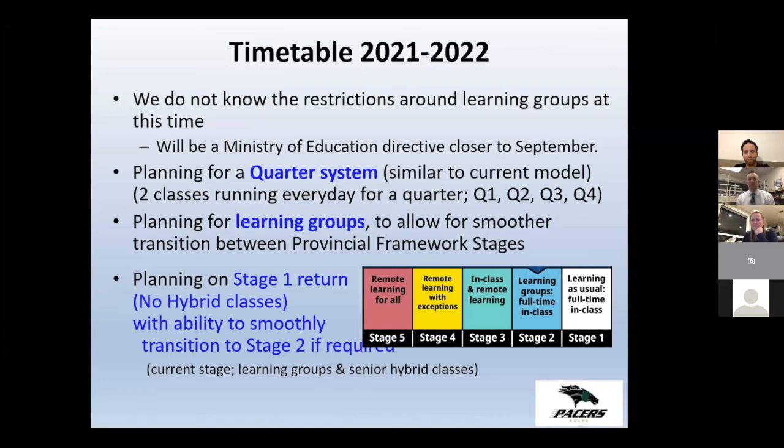But we're planning, because we've been given the mandate that regardless of how we start, we have to be able to shift easily throughout the school year from stage 1 back to stage 2, which we're in right now, or stage 3, depending on how things may change with the coronavirus and the pandemic. We're hoping that we can start in stage 1 and stay in stage 1 the entire year, but that's the reason that we're planning for the quarter system.